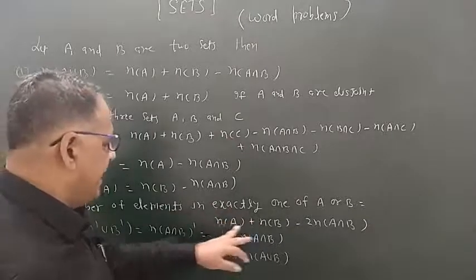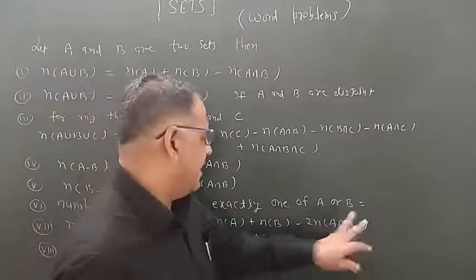A or B. It is n(A) plus n(B) minus twice n(A intersection B).